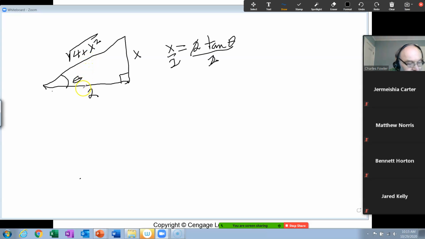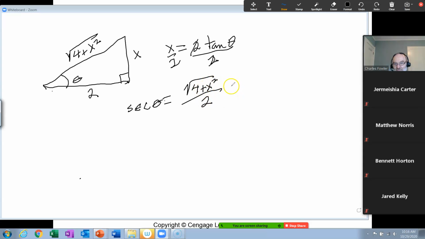Okay? Now, your secant theta, which was our answer if you remember, secant theta is hypotenuse over adjacent. So that then gave us that the secant theta was the square root of 4 plus x squared over 2. Hypotenuse over adjacent. Well, what did we have here?